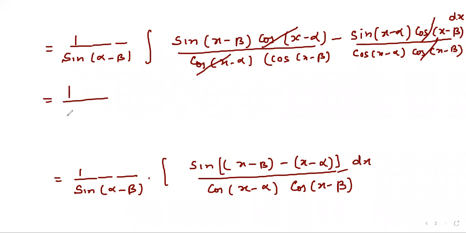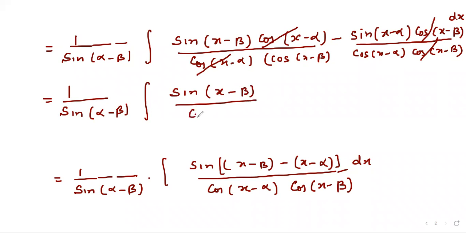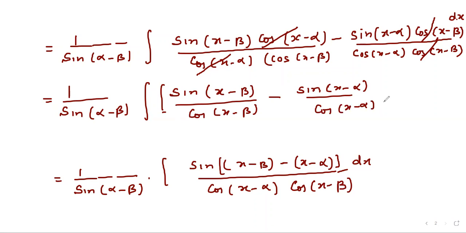So we will get 1 upon sine alpha minus beta integration sine x minus beta divided by cos x minus beta dx, let's write it in bracket. And then the second term will give sine x minus alpha divided by cos x minus alpha and then dx. Now it is simple.